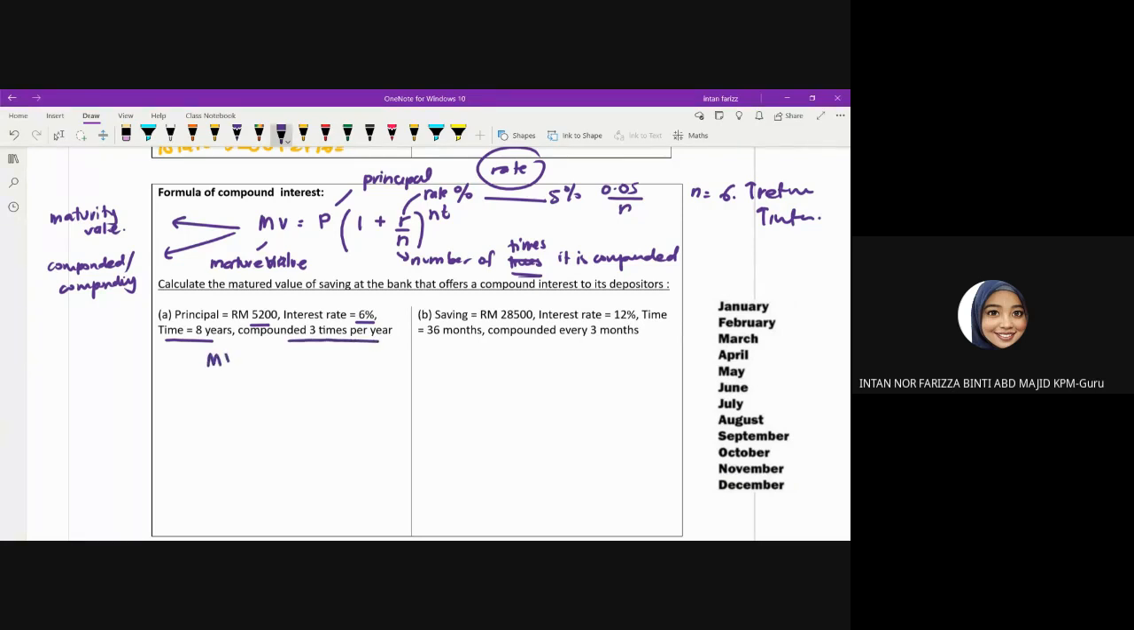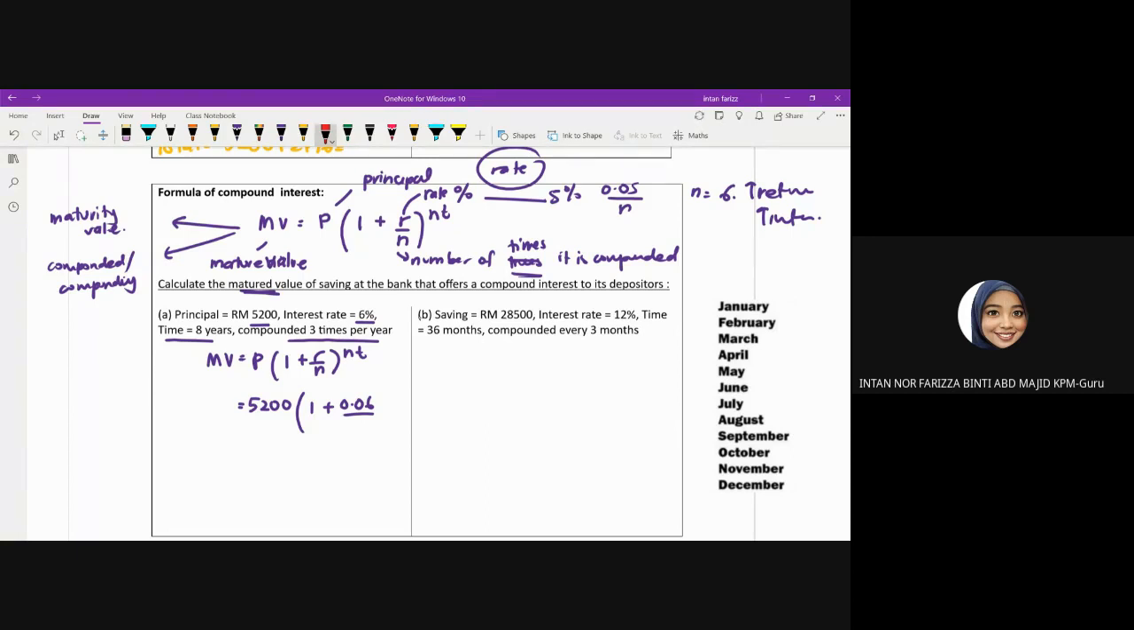So you see the word compounded, you see maturity value. You write down the formula first. P(1 plus R over N) to the power NT. Find maturity value, that means you are finding MV. P is the amount of money that he put inside the bank, which is 5200. So this is 1. What's the rate? You change to decimal, 6 divided by 100, you get 0.06. Over N. This is where students always make mistakes. Compounded 3 times a year.